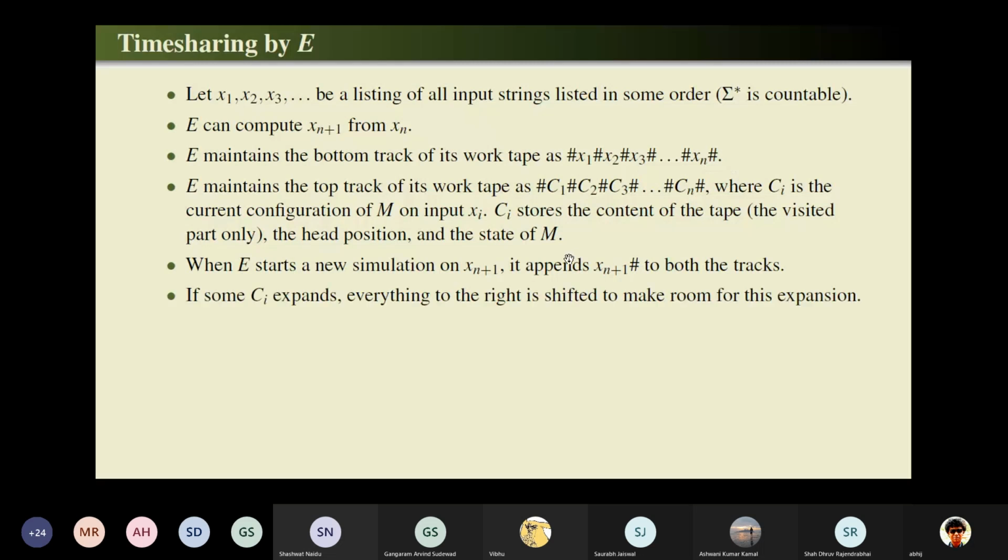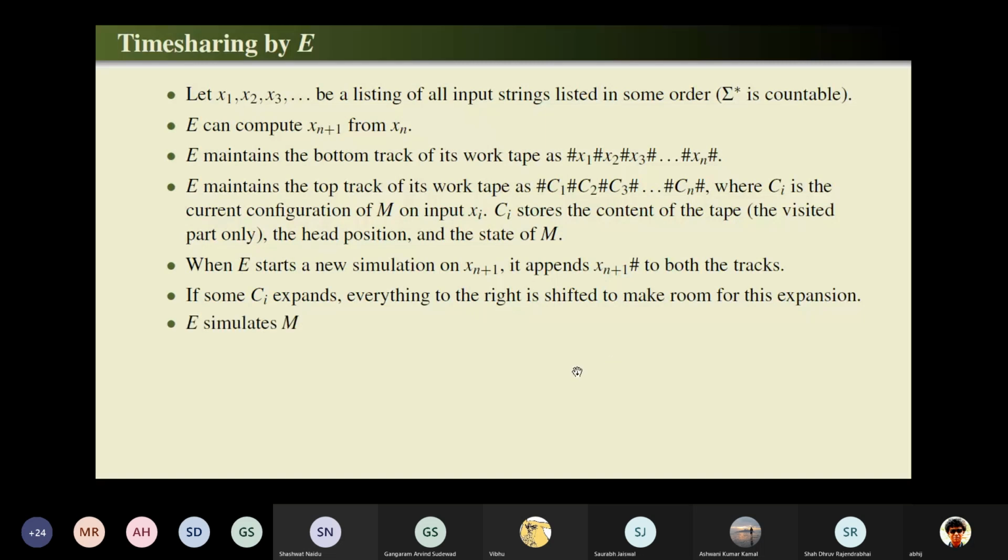And if some configuration expands because the visited part of the tape has increased, then everything that is following that will be relocated. Agree or not? So if some Ci expands, everything to the right of it is shifted to make room for this expansion. That will be a very large string, but still it is doable. After all, this machine E has eternity. It can run as long as it wants.